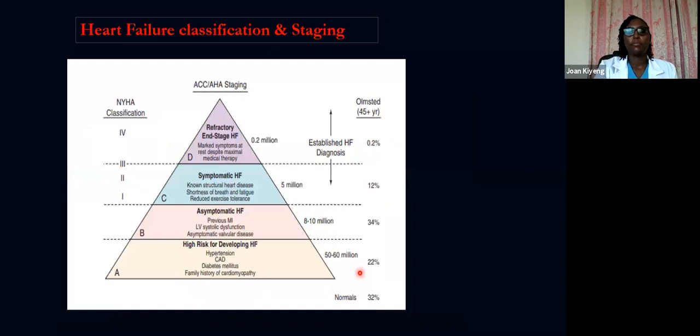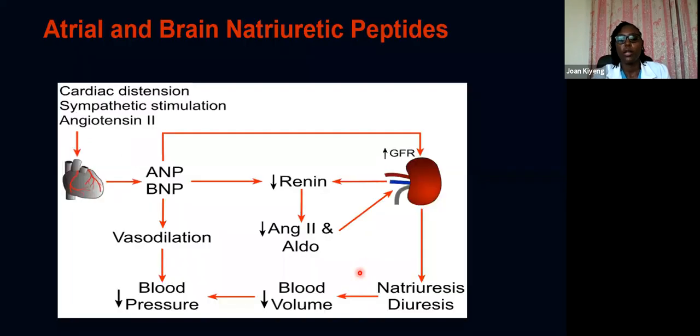So now in heart failure, we have staging and we have classification. Can somebody take me through the New York Heart Association classification in heart failure? Anyone? Nicholas?